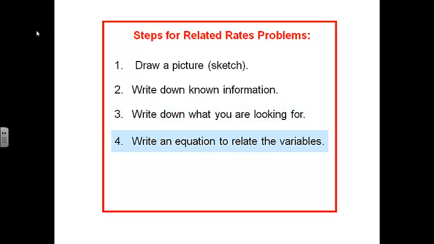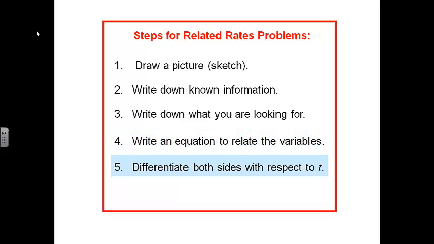Step 4, we want to find the equation and write it out that relates the variables together. So we're going to be doing lots of different types of equations in this chapter, so we want to make sure we identify which equation we want to use for which problem. Next up, we're going to differentiate, take the derivative of both sides, and lastly, we're going to evaluate by plugging in the known quantities, and then solving for what we're looking for.